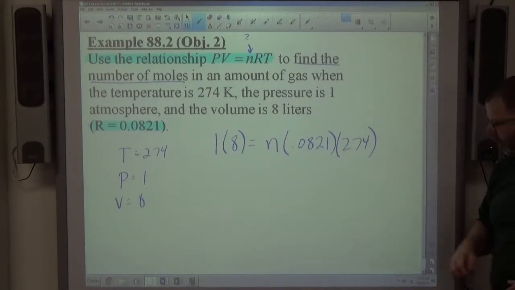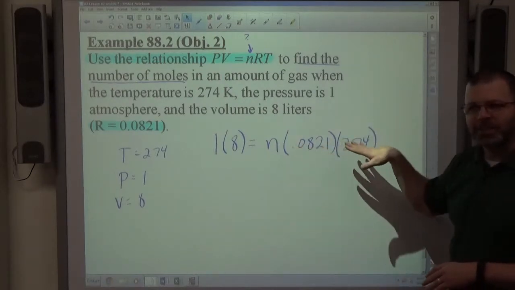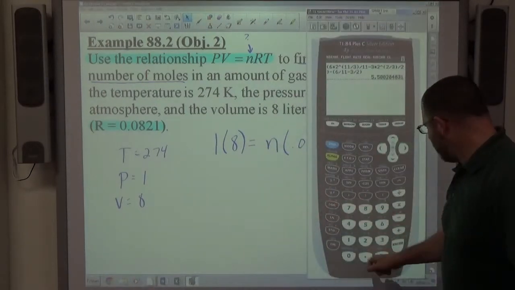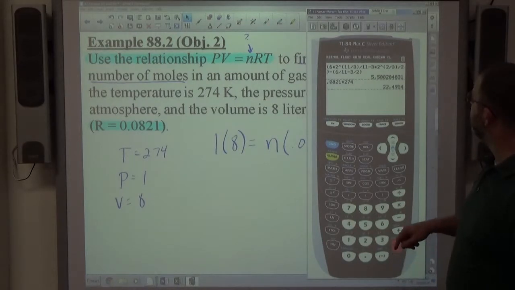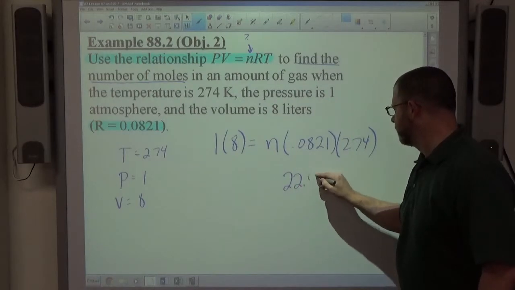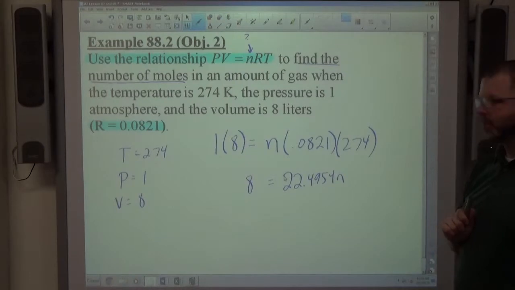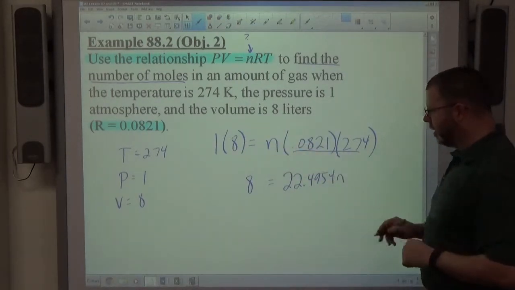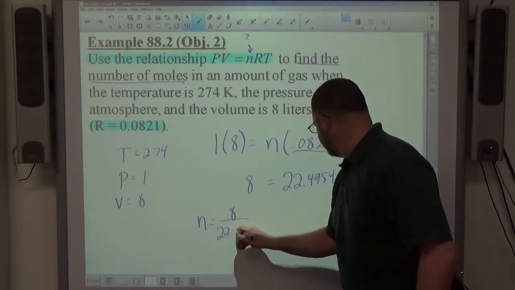Like Algebra 1 level, like third week of Algebra 1, I think we did. I mean, they weren't quite this ugly, but you know, the division property of equality. So if I do 0.0821 times 274, that comes out to 22.4954 equals 8. So this is 22.4954 times n equals 8. So to get n, I simply have to do 8 divided by 22.4954.